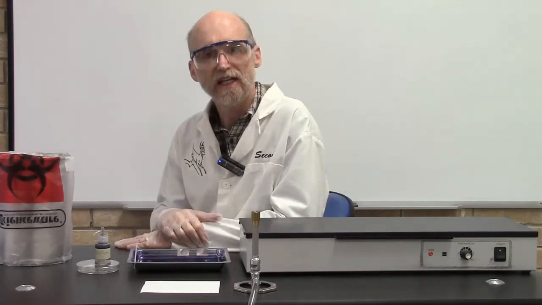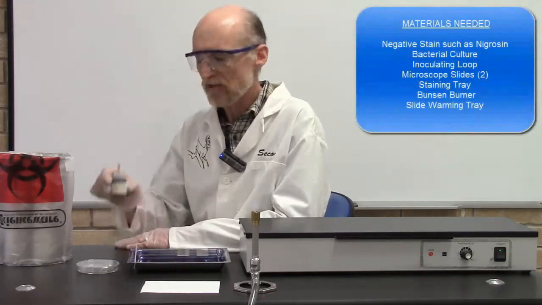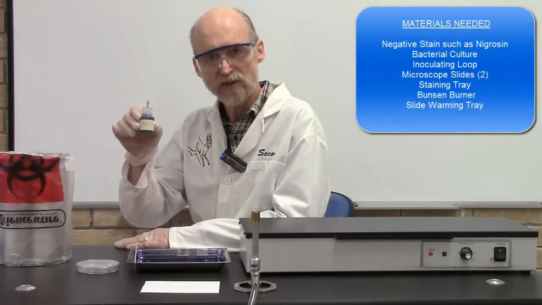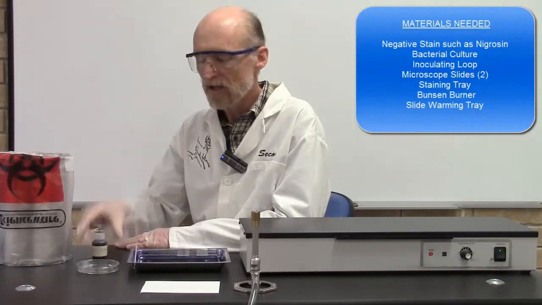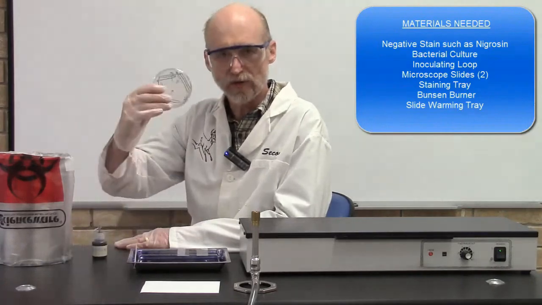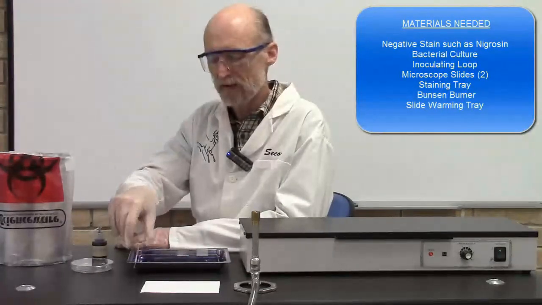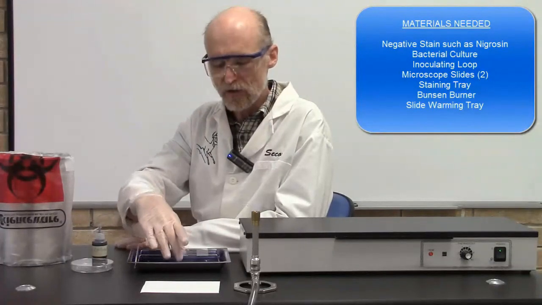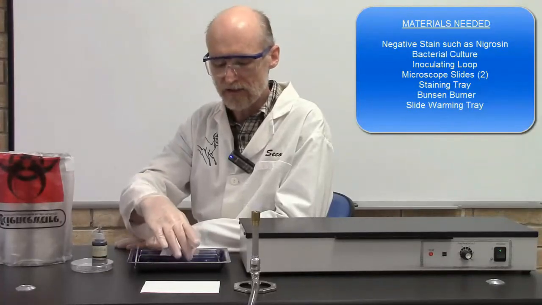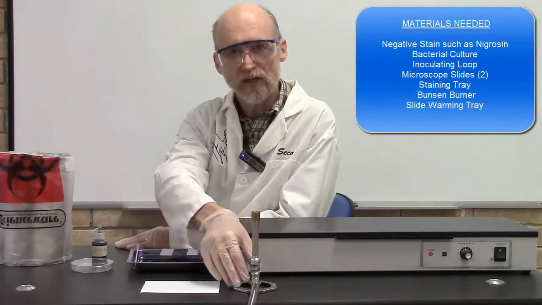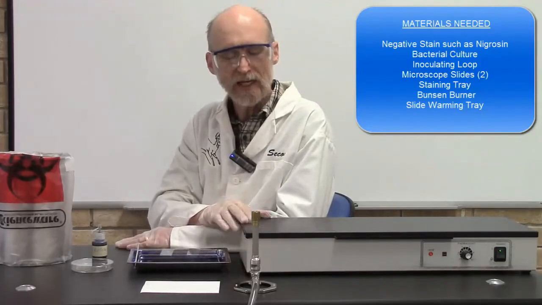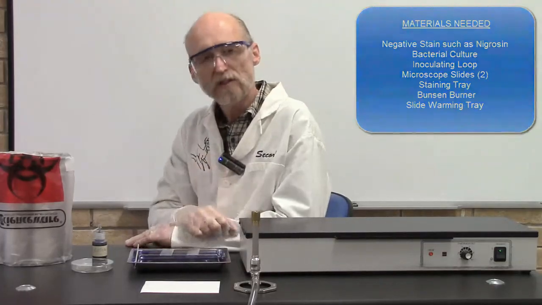So let's look at the materials you're going to need to do this technique. You'll need a bottle of negatively charged stain. I'm using nigrosin. You'll need a bacterial culture, an inoculating loop, a staining tray, 2 microscope slides, a heat source to sterilize your loop, and finally a slide warmer. So let's look at the technique itself.